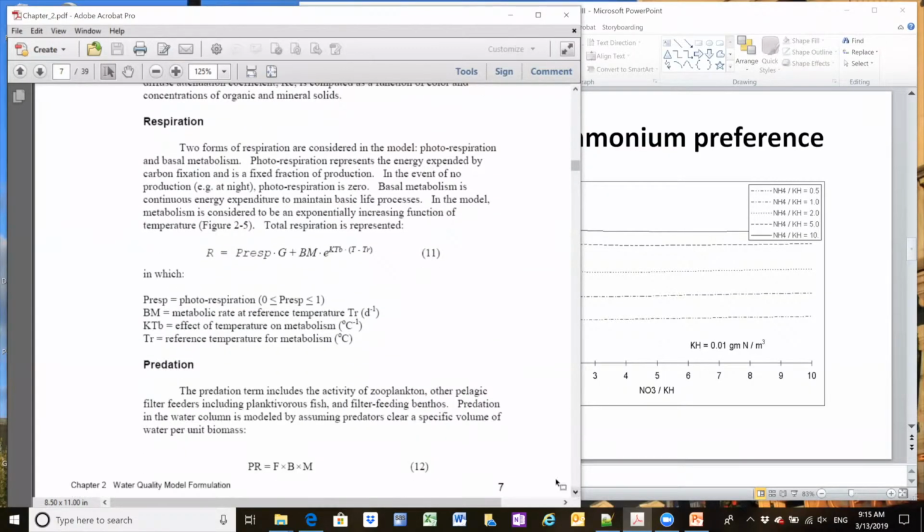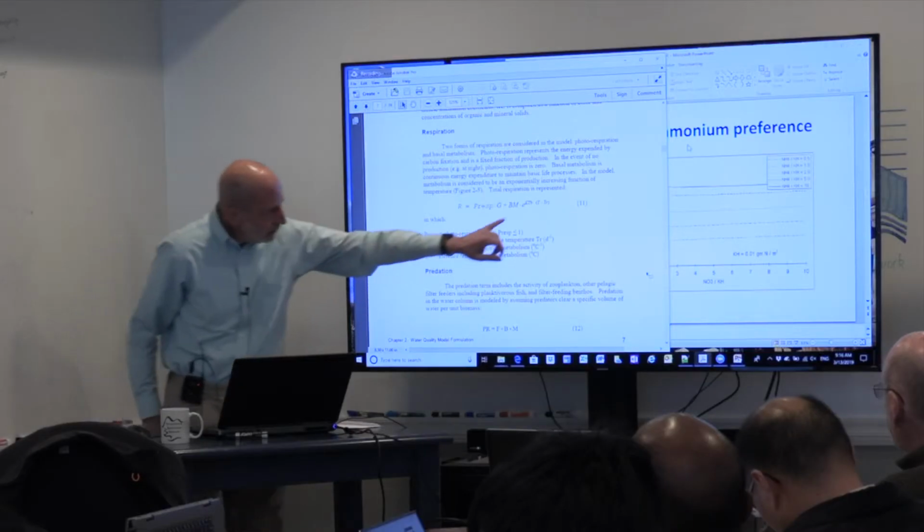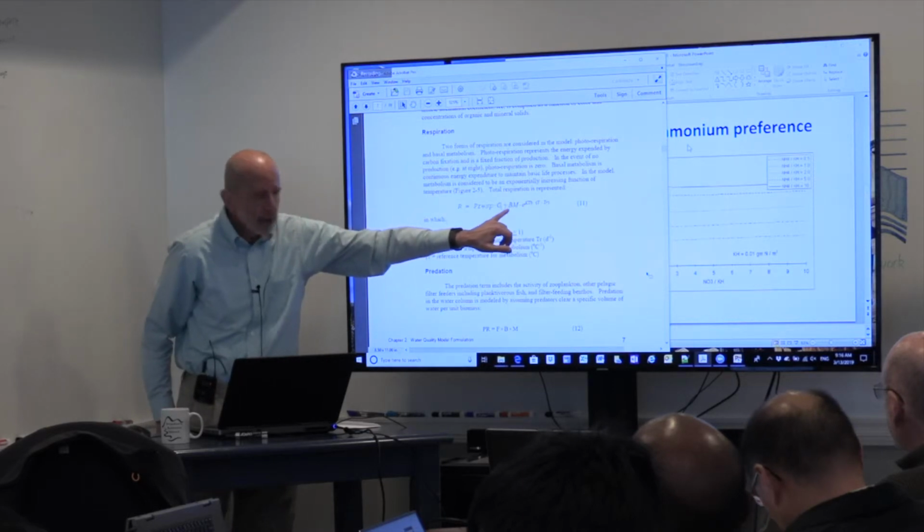I'll mention, I don't have a graph to accompany this. We account for two kinds of respiration in algae: basal metabolism and photorespiration. Basal metabolism, in this case what we call BM, is necessary to maintain life, if you will. It's the energetic cost for algae to exist, and it's dependent on temperature, but basically it's a constant.